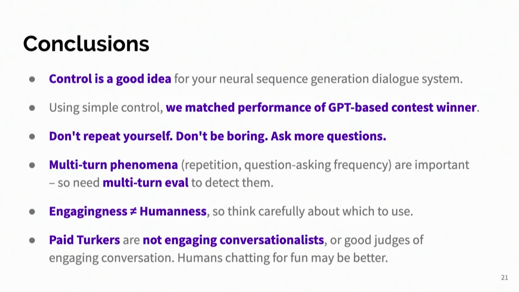Fourthly, we found that these multi-turn phenomena, like noticing if you're repeating yourself across utterances or how often you're asking questions over the whole conversation, are all pretty important to conversational quality. So you need to evaluate your chatbot over several turns in order to detect these things. Fifthly, we noticed that engagingness is not the same thing as humanness. Apparently we were quite engaging, but not very human. So you should think carefully about which of these you might use as an overall evaluation metric in your chatbot. Lastly, we think that perhaps paid Turkers talking to each other are not the most engaging conversationalists and maybe not the best judges of engaging conversation either. So perhaps it would be better to try to somehow use humans truly chatting for fun as a better kind of metric or a bar to meet in terms of actual conversational quality. Thank you.